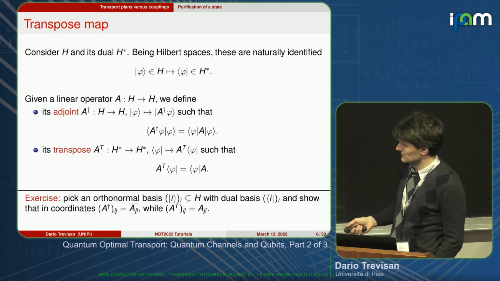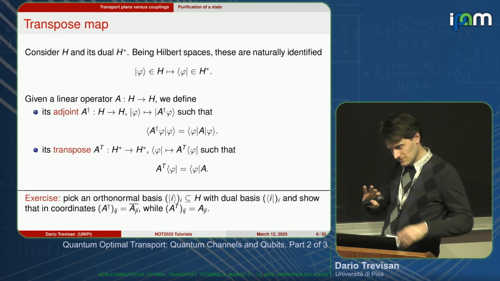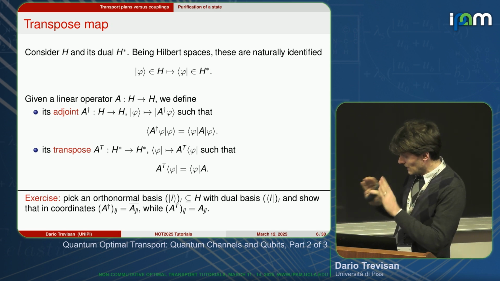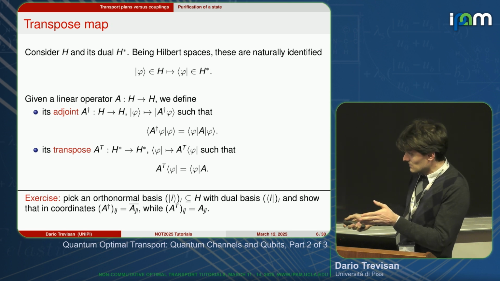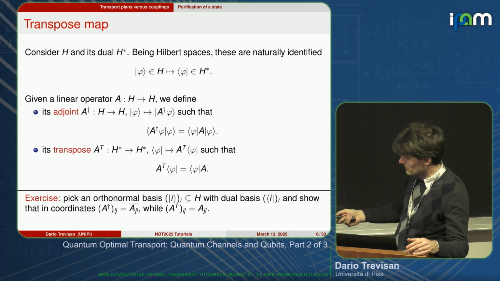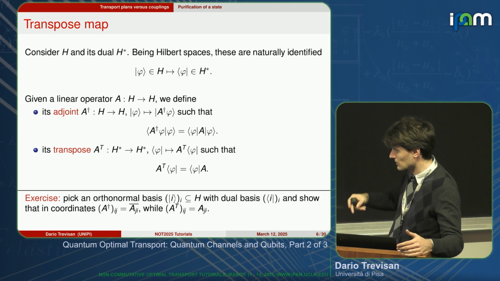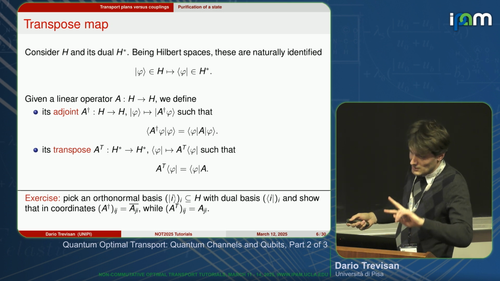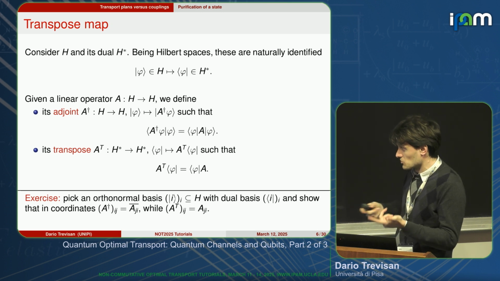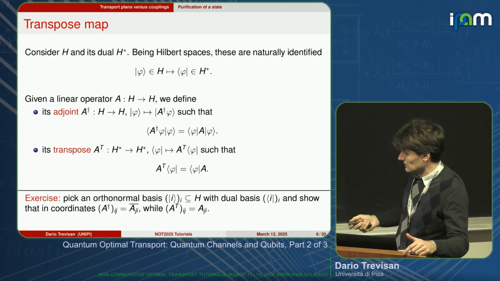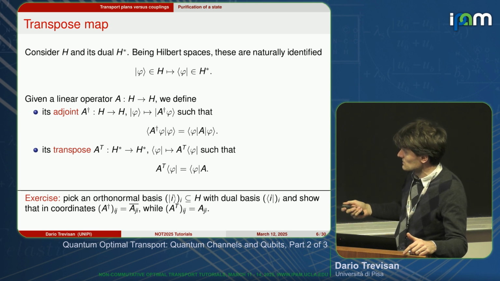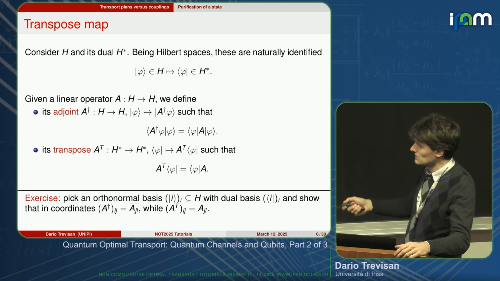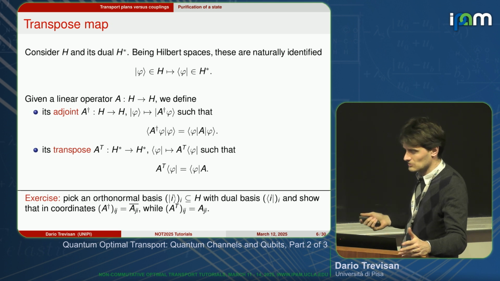Now, if you're already lost, let's think in terms of coordinates. If you pick an orthonormal basis in H, you will have a corresponding dual basis. Let's simply denote it with bra i, just a notation. You take a basis and the natural dual basis. What happens is that the adjoint is really the conjugate transpose of the matrix which represents A, and the transpose is simply the transpose. Just as simple as that. But these definitions show that it does not depend on the choice of the basis.